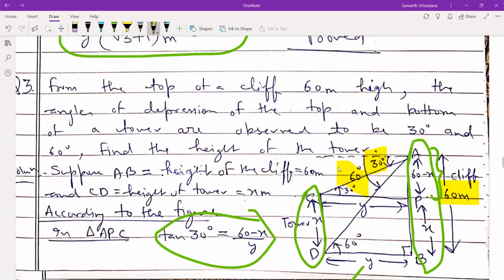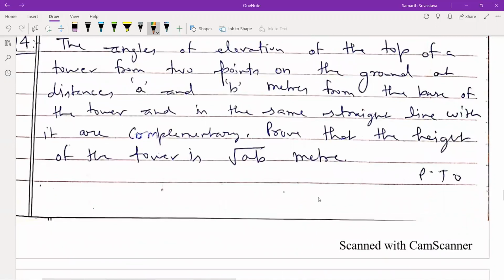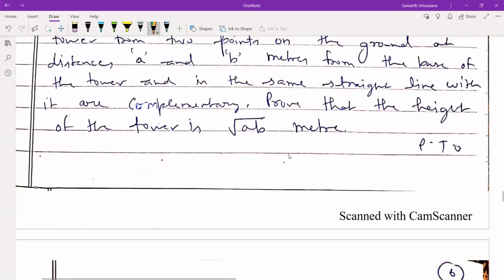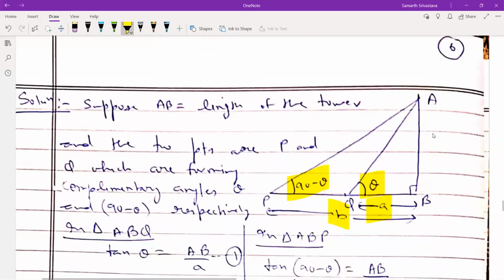Let us take one more example. That is question number 4. The angles of elevation of the top of the tower from two points on the ground at distances small a and small b meters from the base of the tower and in the same straight line with it are complementary. Prove that the height of the tower is under root ab meter. So accordingly we will draw the figure.